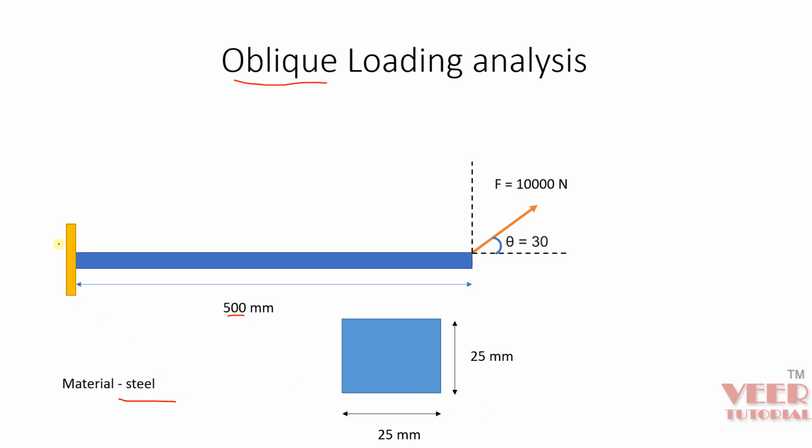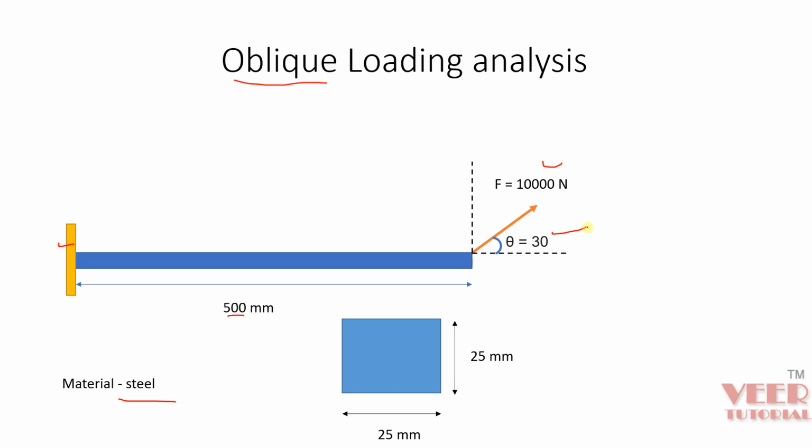Okay, so it is fixed from the left side and we are applying a force at some angle. So this is the value of force. When we define the oblique loading, it is important to define an angle for this. For example, in this case, the angle from the horizontal is 30 degrees. So the question is how we are going to define oblique loading in Abaqus.